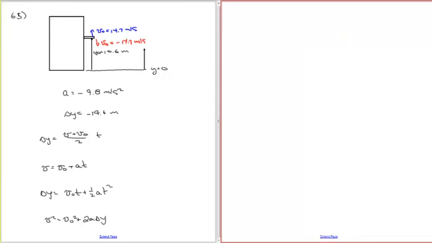So those are the 4 equations. So let's add a page. We're going to try to do these on the same page. So one problem: V0 equals positive 14.7 meters per second. A is equal to negative 9.8 meters per second squared. And delta y is equal to negative 19.6 meters. The second case is V0 equals negative 14.7 meters per second. A is equal to negative 9.8 meters per second squared, and delta y is equal to negative 19.6 meters.